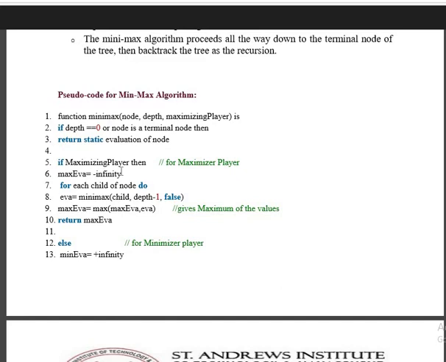If it is the maximizing player, then for the maximizer player, that is the max player, when taking any move, max will be going down till infinity. The number of levels present is not known to us, so we will consider infinity. For every child of the node we proceed. When we traverse, the depth becomes depth minus 1, because we have moved one level ahead.